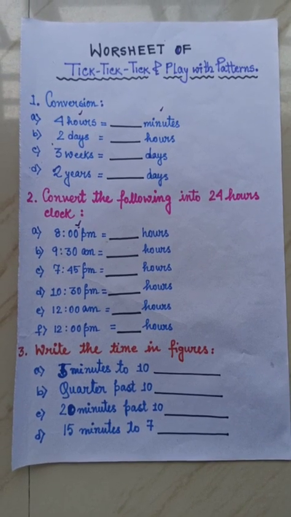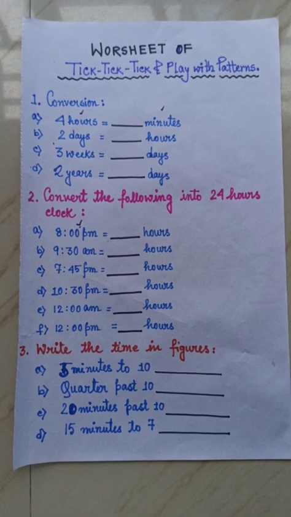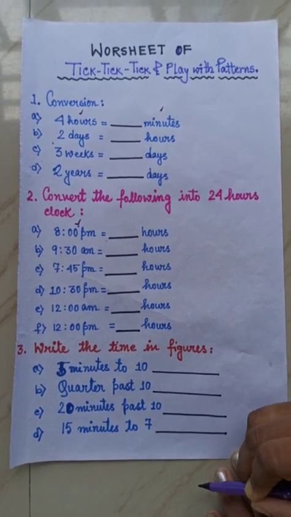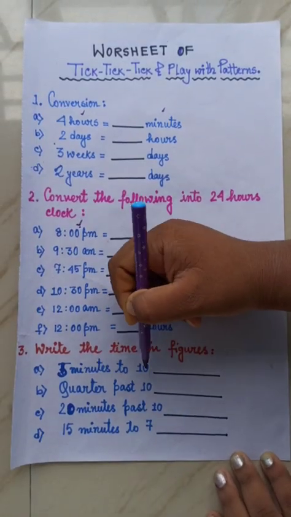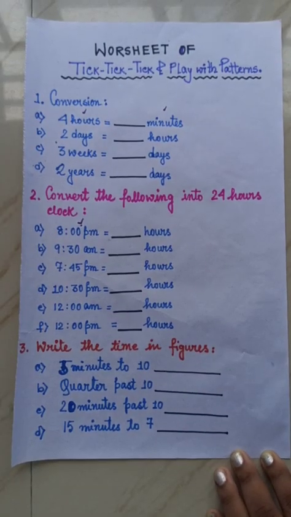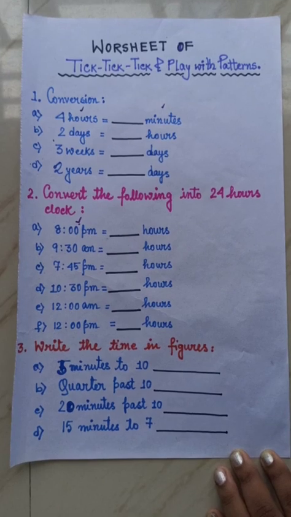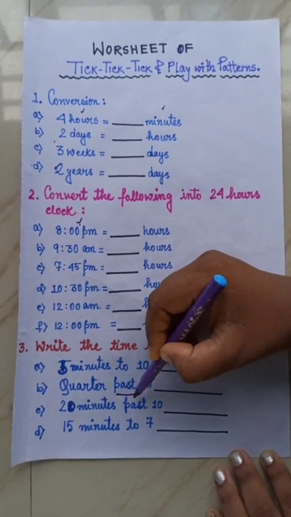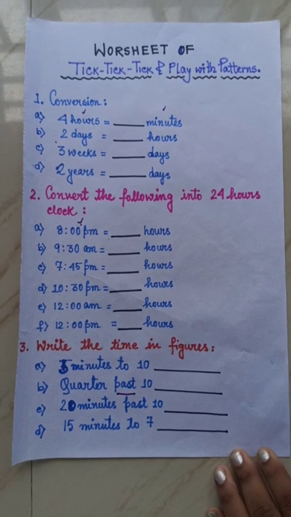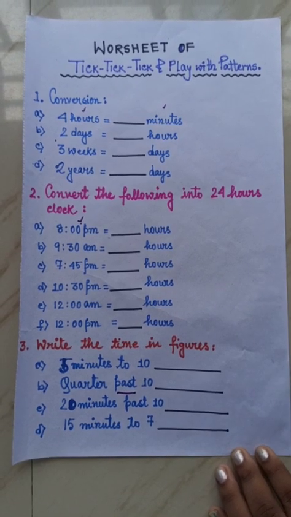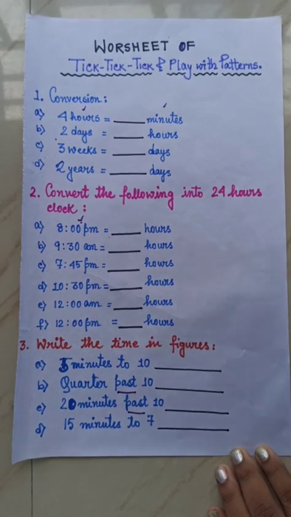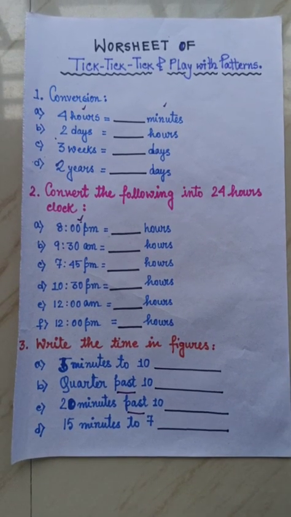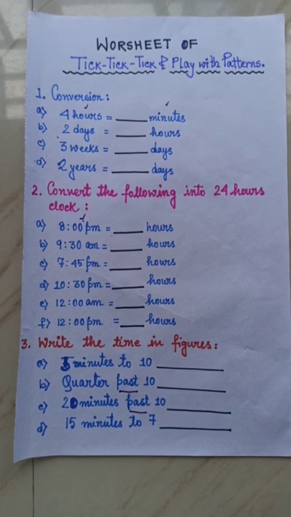Make sure when you do this, you write the time on the basis of this. 5 minutes to 10 means it has not reached 10 yet. 5 minutes is still left to reach 10, and when it has passed, that means the time has covered. Like 20 minutes past 10, that means after 10, 20 minutes passed, that means 10:20. In this way you have to do this.